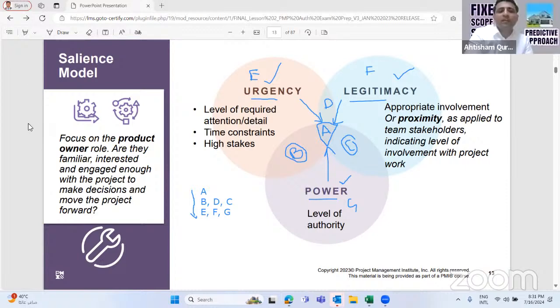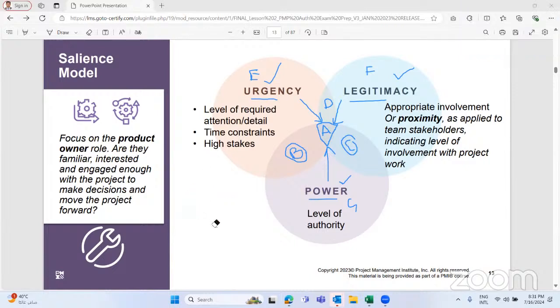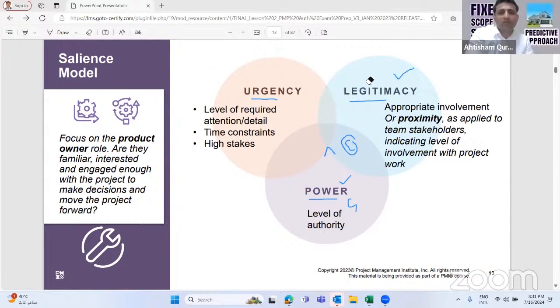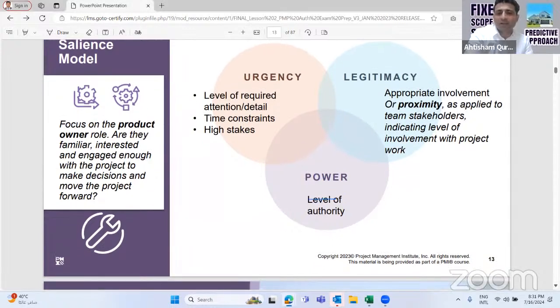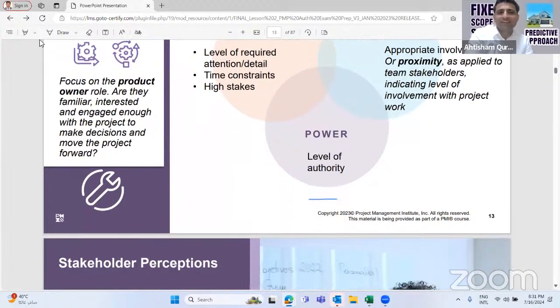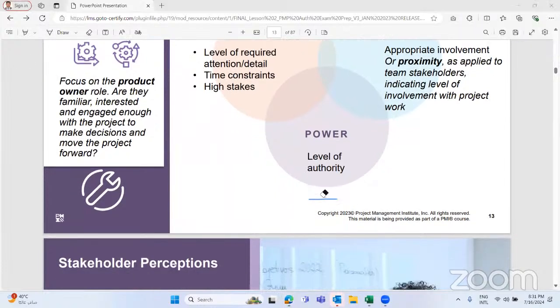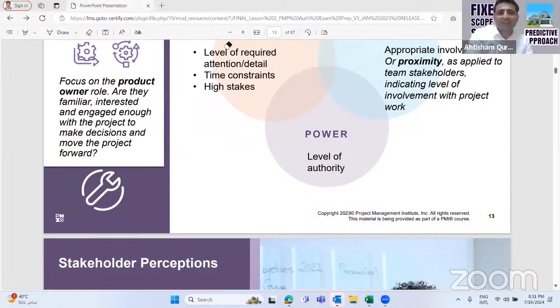So you got to know the salience model as well. Yes, sir. Okay. Now let's move. I wanted it to be quick, but I can't be more quick because I want to explain as well, right? Yes, right. You need to explain. Yeah. But you are getting the point, right? Yeah.